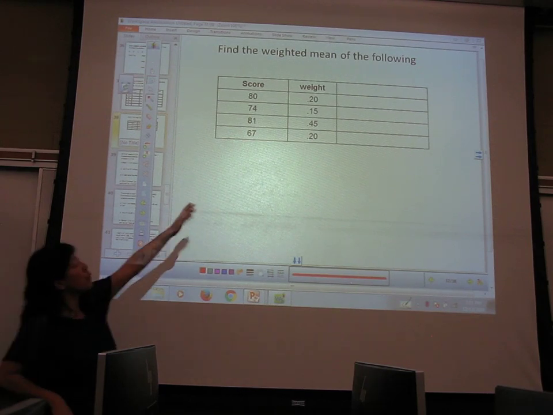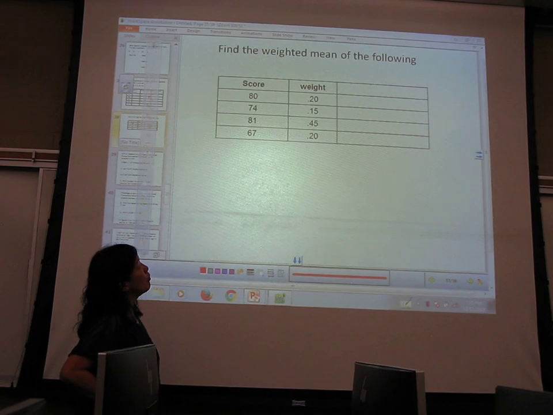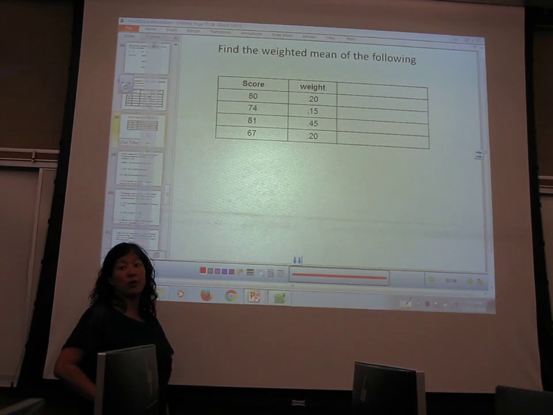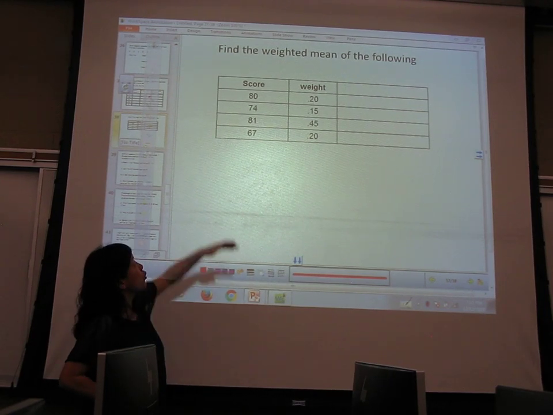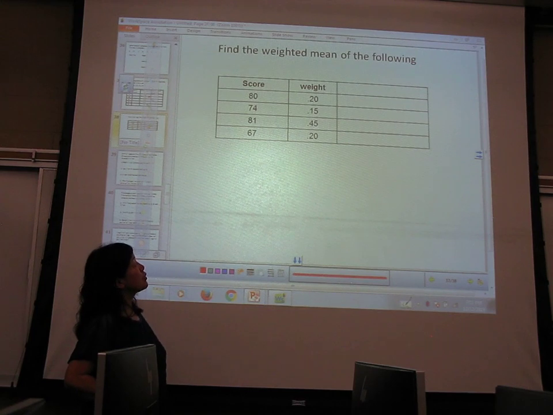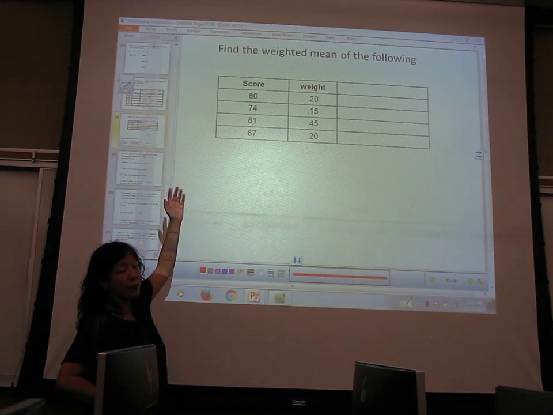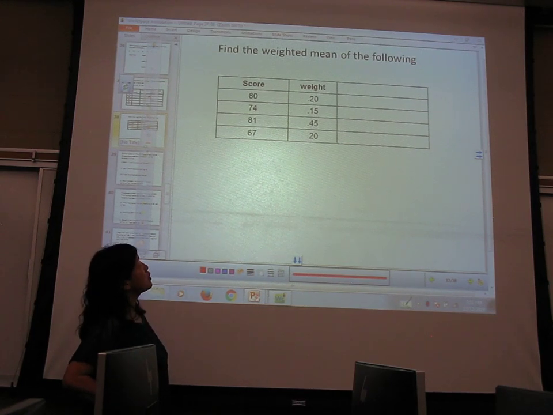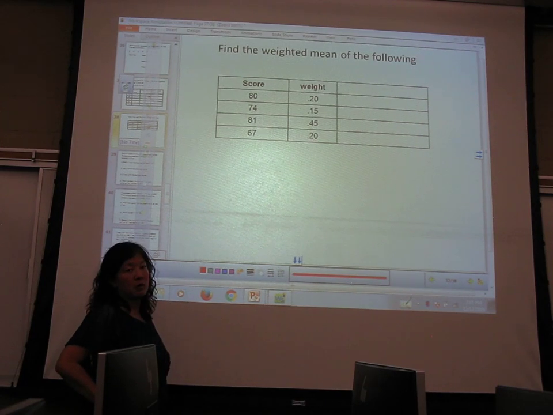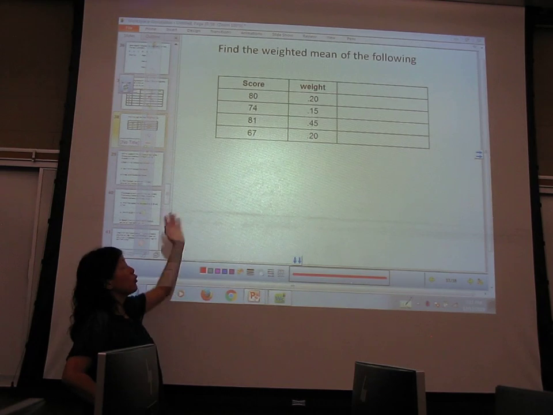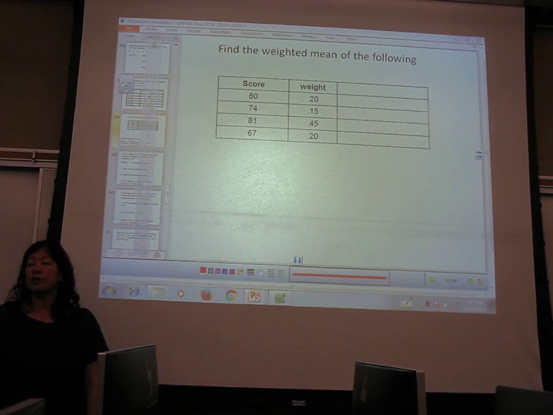So 20% of the class is the final, say, and you scored 80 on that. 15% is homework. Say you scored a 74 on that. 45% is all your exams. You scored 81% on that. 20% is labs, and you scored a 67 on that. So what's your grade in the class?